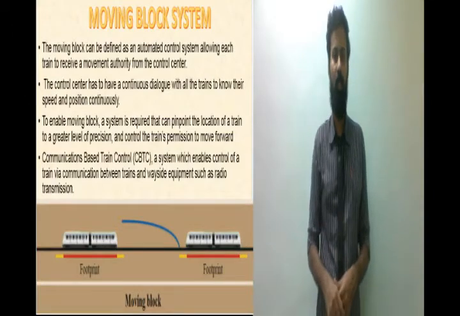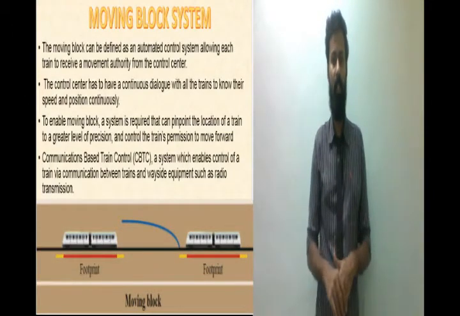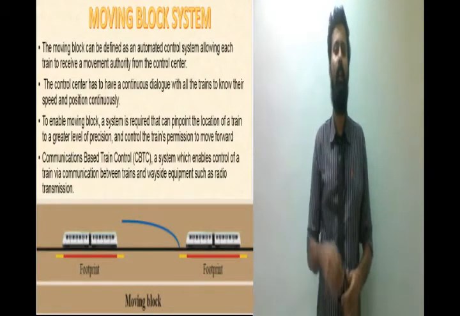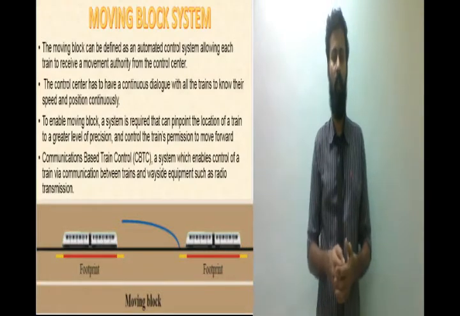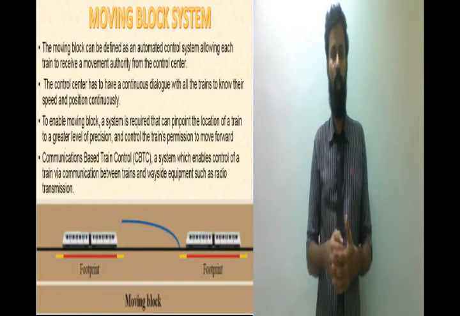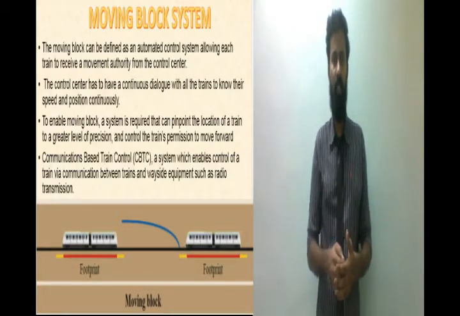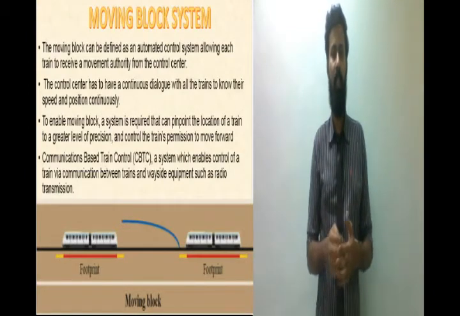The moving block system can be defined as an automated system which allows the train to receive a movement authority from the control center. The control center has to have a continuous dialogue with all the trains to know their speed and position continuously. To enable moving block, a system is required to pinpoint the location of the train with a great level of precision and control the train's permission to move forward. CBTC, Communication Based Train Control, is a system that enables the control of the train via communication between trains and the wayside equipment, such as radio transmission.